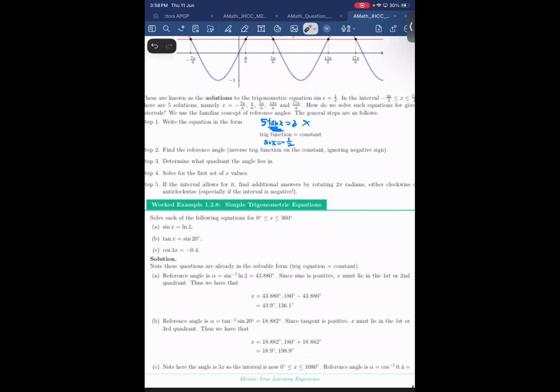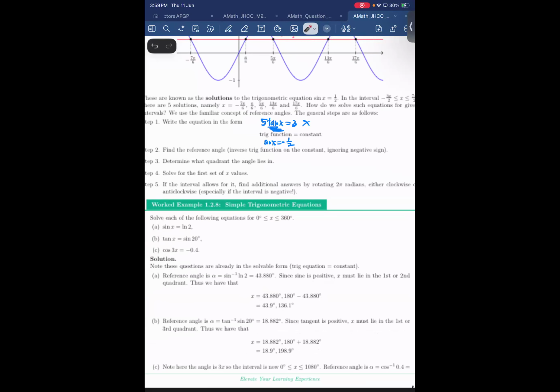Then part B. The value is positive, so tangent inverse of it is 18.882 degrees. And tangent positive means it must lie in the first and third quadrant. So first quadrant is alpha and third quadrant is 180 plus alpha.